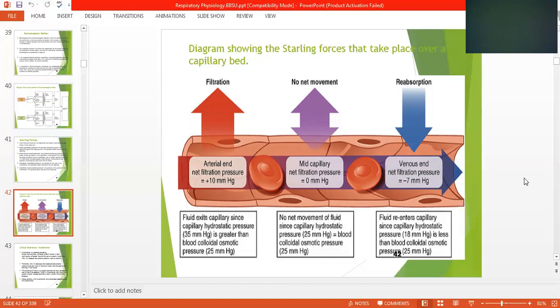In the same way, in veins, fluid re-enters capillaries since capillary hydrostatic pressure of 18 mmHg is less than the colloidal osmotic pressure, which is 25. So the interstitial fluid pressure is 25 mmHg and the capillary is only 16, so fluid will move from the interstitial fluid to the venules or capillaries.